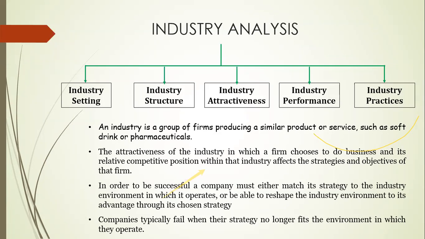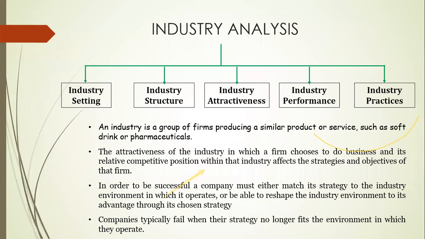Now, bottom line is companies typically fail when the strategy no longer fits the environment in which they operate. So now this is the loophole, or this is the bottleneck for both the market leader or market challenger, as well as the marginal players in the industry. Right. So what is the bottleneck or what is the loophole here? When organizations are unable to frame a strategy which will suit the environment. Now that is the biggest challenge over there.